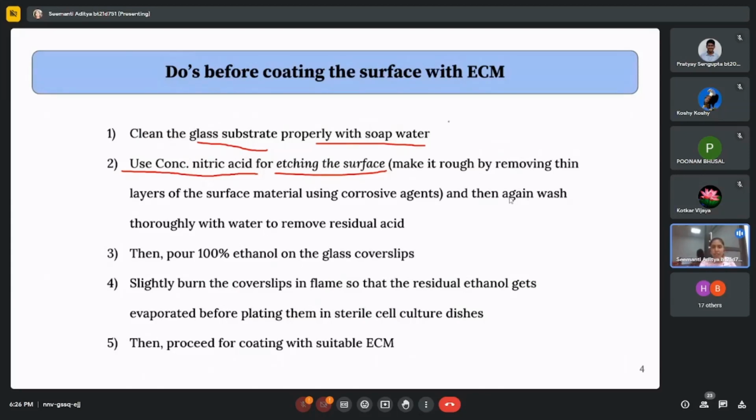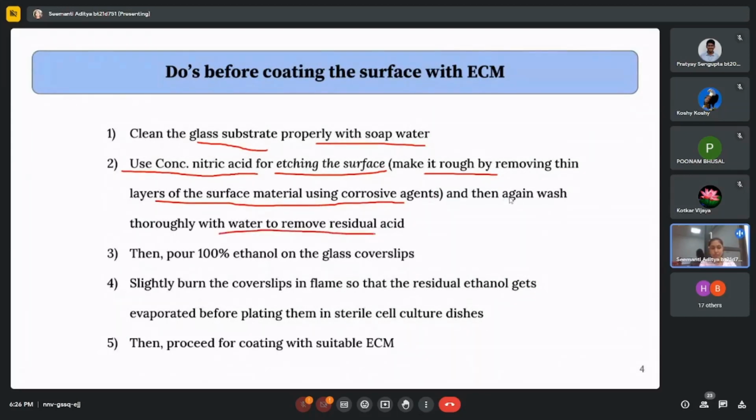So we want to etch the surface, and so we use certain corrosive agents, and generally people use concentrated nitric acid for etching the surface or making it rough by removing thin layers of surface material. Thin layers of surface material are removed or corroded using this concentrated nitric acid. And then after etching the surface, we wash it again thoroughly with water to remove the residual acid.